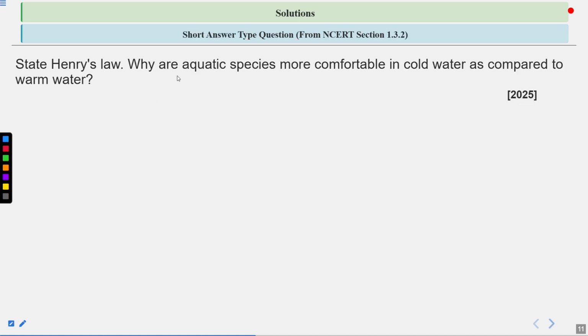Now this question is a short answer type question from the NCERT section 1.3.2 in the chapter Solutions. The question asks: state Henry's law, and why are aquatic species more comfortable in cold water as compared to warm water. This also you have to tell. So you can see that we have two questions in a single question.